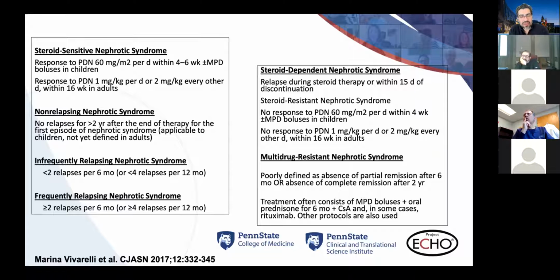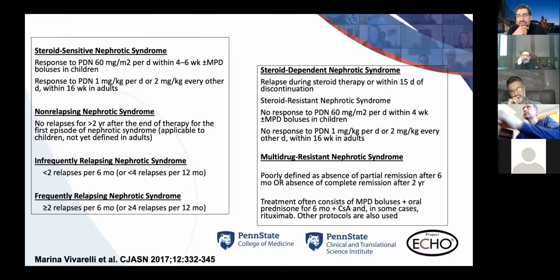There could be either infrequently relapsing or frequently relapsing nephrotic syndrome. Infrequent is less than 2 episodes in 6 months or less than 4 in 12 months, and if it is higher than that, it is frequently relapsing. Steroid dependence is a relapse while on steroid therapy or within 15 days of discontinuation. Then there is steroid resistance, which is no response: in children it's 4 weeks, and in adults it's 16 weeks. Multi-drug resistant, I think, is poorly defined: no response after 6 months, or absence of complete remission at 2 years. So really stretching the limits toward the other extreme.